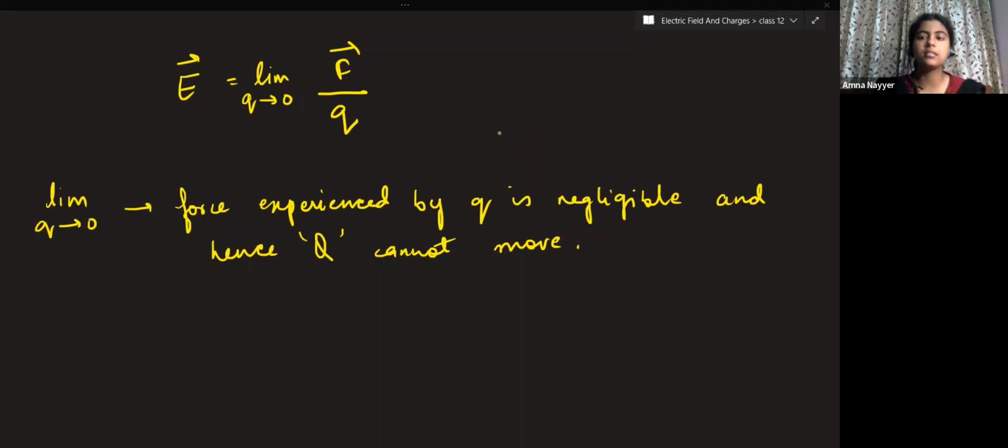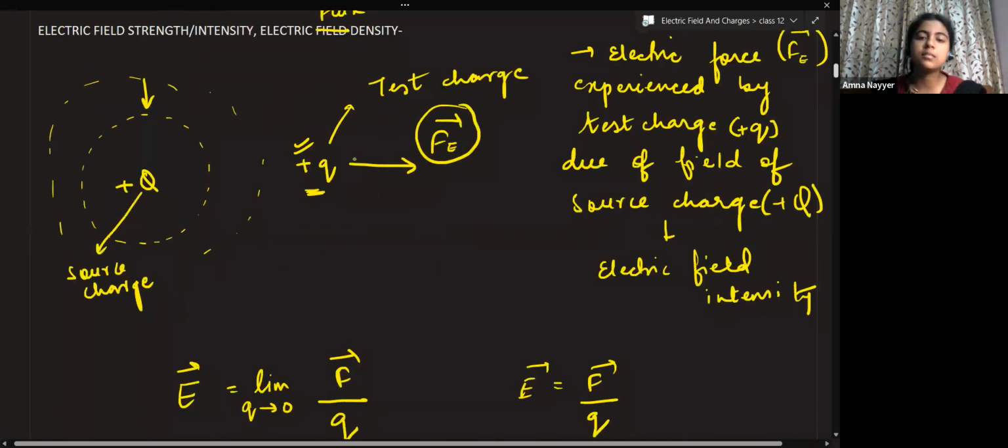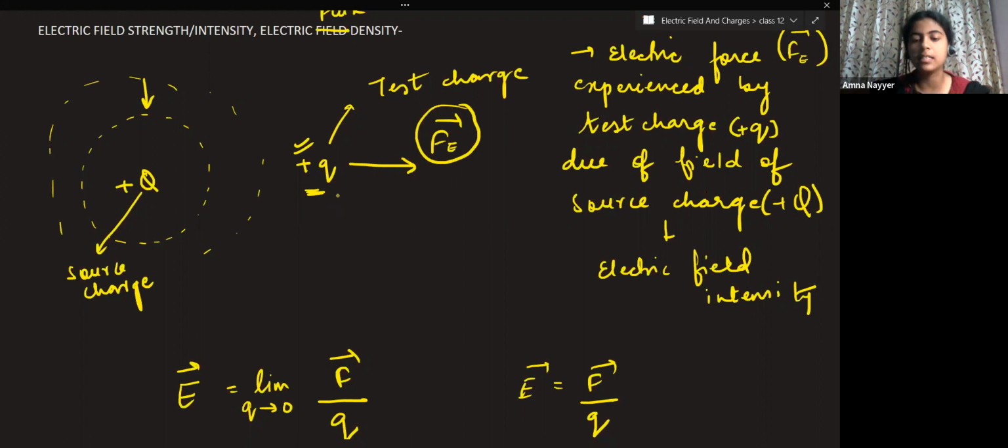Q has its value. Now see, electric field is now force. Electric field can be given by force per unit charge. From here you can even equate and write that it is force per unit charge. But the force experienced by charge Q will be negligible and hence charge Q will not be able to move. So whatever force this test charge, or the small Q, is experiencing because of the field of the source charge, we call it electric field strength or intensity.